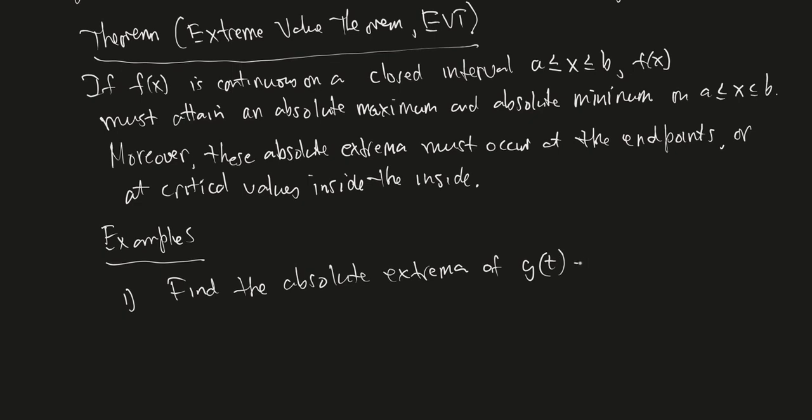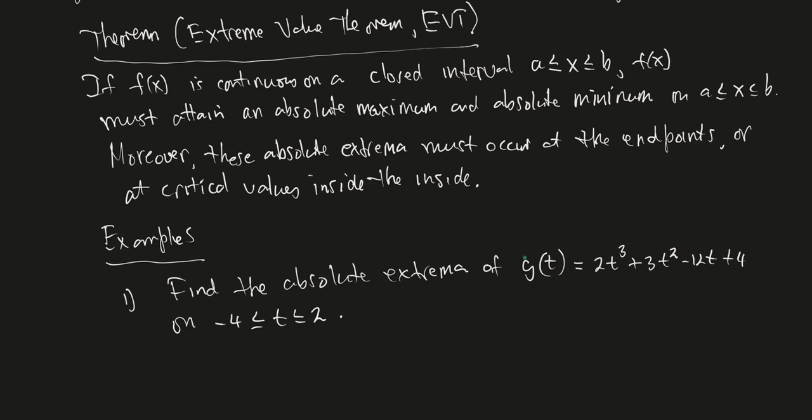So let's say g of t is equal to 2t cubed plus 3t squared minus 12t plus 4 on the interval, let's say, t between -4 and 2. All right? So absolute extrema, that's where we want to find the highest of the high, the lowest of the low. And we see that the extreme value theorem applies.